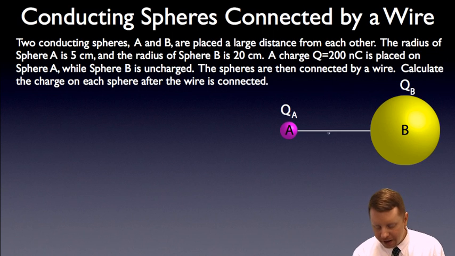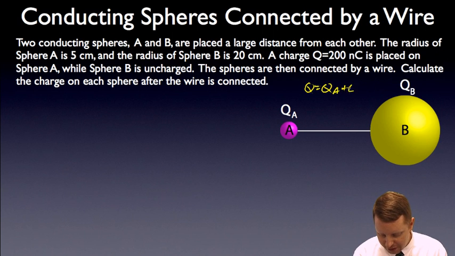Well, once connected by a wire, we know that these have to be at equipotential. Further, we know that the sum of QA and QB must be our total charge Q. So total charge Q is QA plus QB, and therefore we could say that the charge on B is equal to Q minus QA.